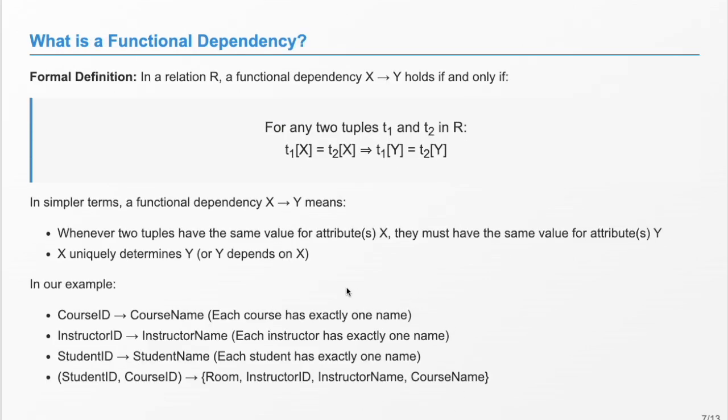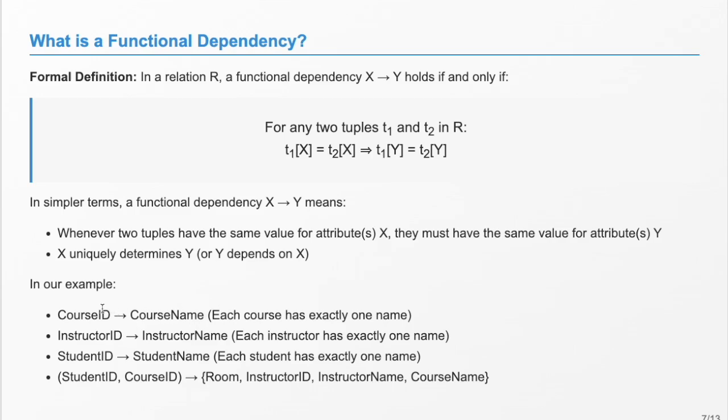So what exactly is a functional dependency? Now we need to look at the formal definition of a functional dependency. Formally, if two tuples agree on X, they must agree on Y. This is basically what functional dependency is saying. X is a set of attributes in the relation R, and Y is another set of attributes in the relation R. If X determines Y, then what it implies is that any two tuples that agree on X must also agree on Y.